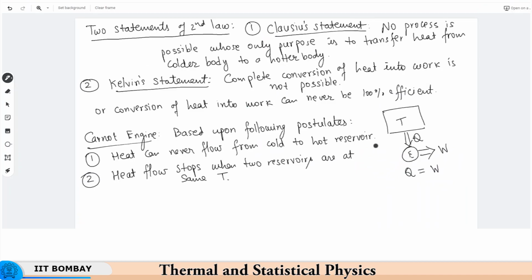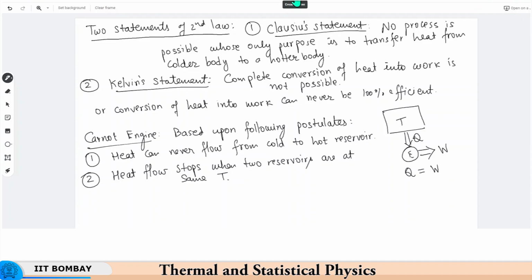So, based upon these two postulates, he came up with this concept of Carnot engine, and what we will now try to do is we will try to find out the upper bound of this efficiency with which we can convert heat into work, okay. So, let us see how it goes, right.